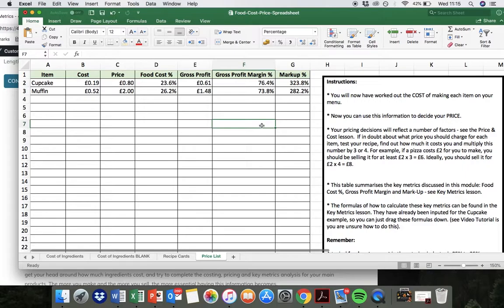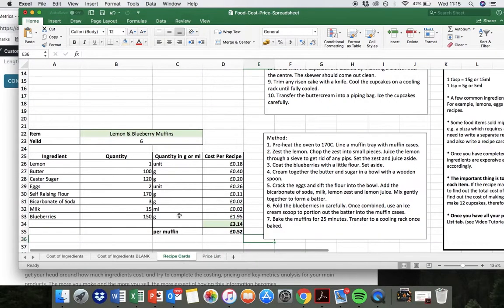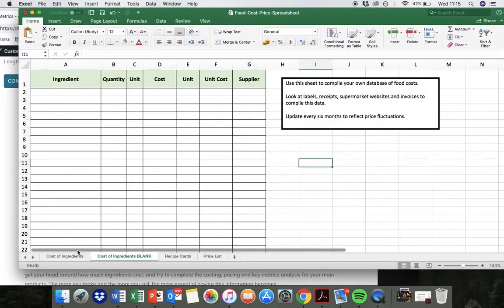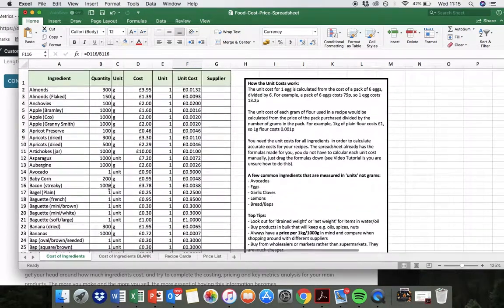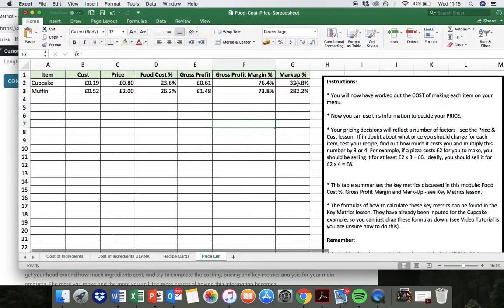So that's a little bit of an overview of how you can use this one spreadsheet with all your recipe cards in it, your cost of ingredients database as well, all relating to get this information here, right? And this information is gold. This information are your business secrets, really, so you don't really want to share this around. But here you go. I've hopefully explained how to work out key metrics using Excel, and hope that you can find a lot of use out of this as well.